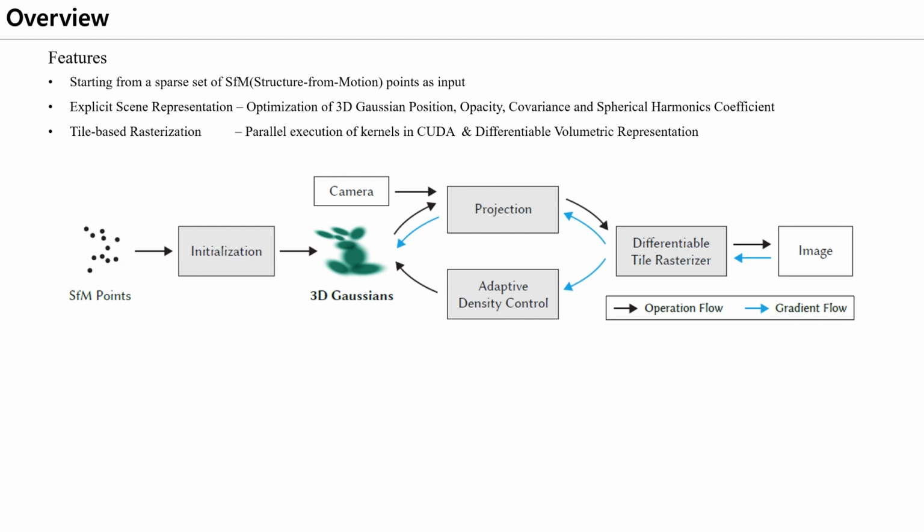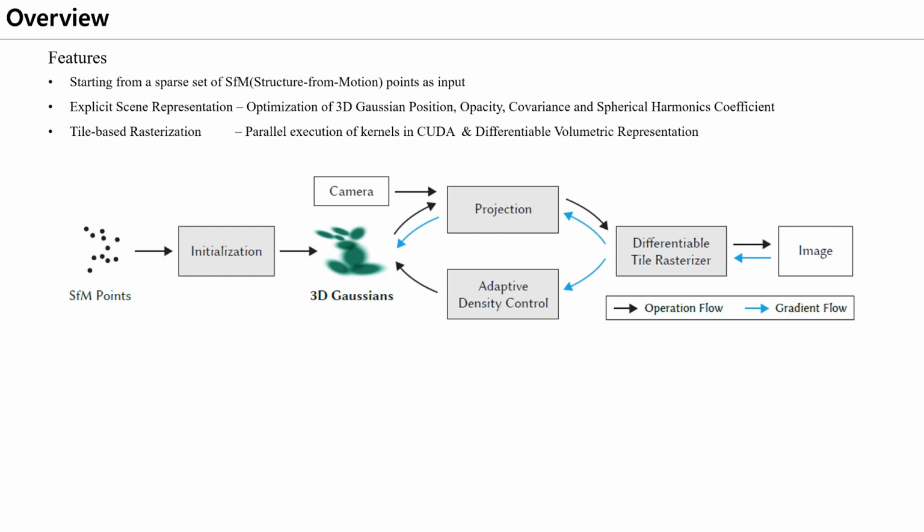It starts with the SFM point, which is a point cloud. When creating an existing NeRF dataset, the COLMAP library was generally used to obtain the camera pose for each image, which is one of the structure from motion algorithms. The SFM algorithm takes images as input and generates camera poses with the point cloud. This point cloud becomes the initial mean value of Gaussian, and other variables are initialized to random values in the initialization step.